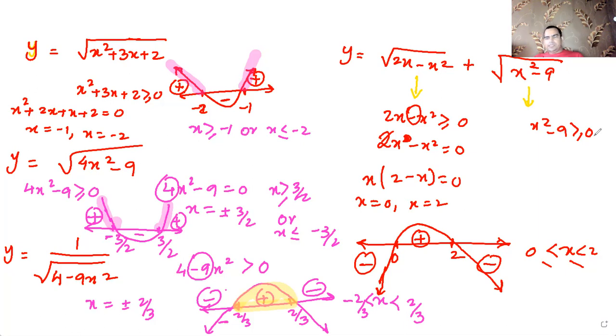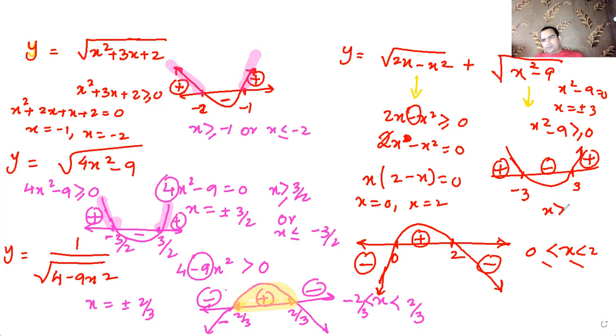So x squared minus 9 equals 0. So here you take the numbers negative 3 and positive 3. When I solve, I get x is plus or minus 3. So it's a happy face graph. So it'll be something like this: here negative, positive, and positive. So my domain out here will be x greater than 3 or x less than negative 3.